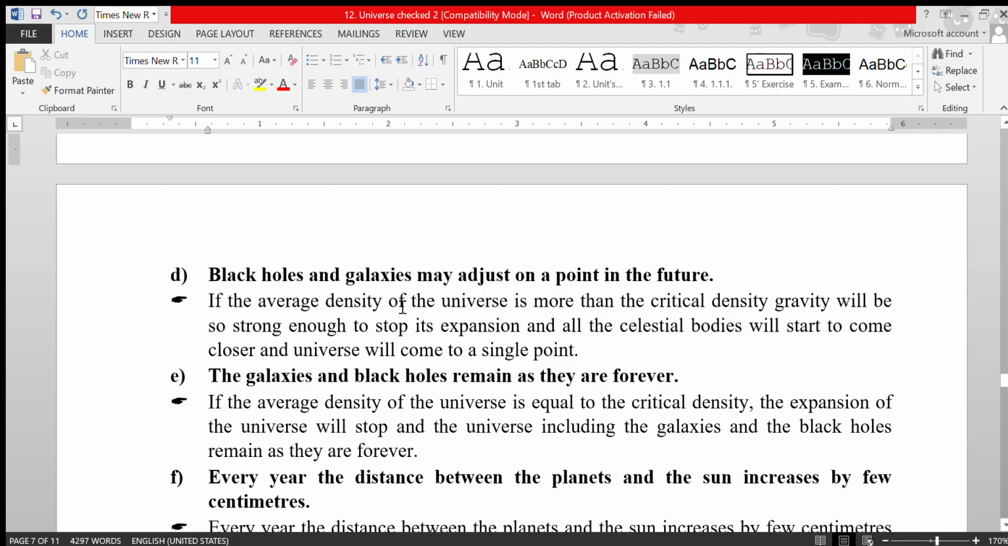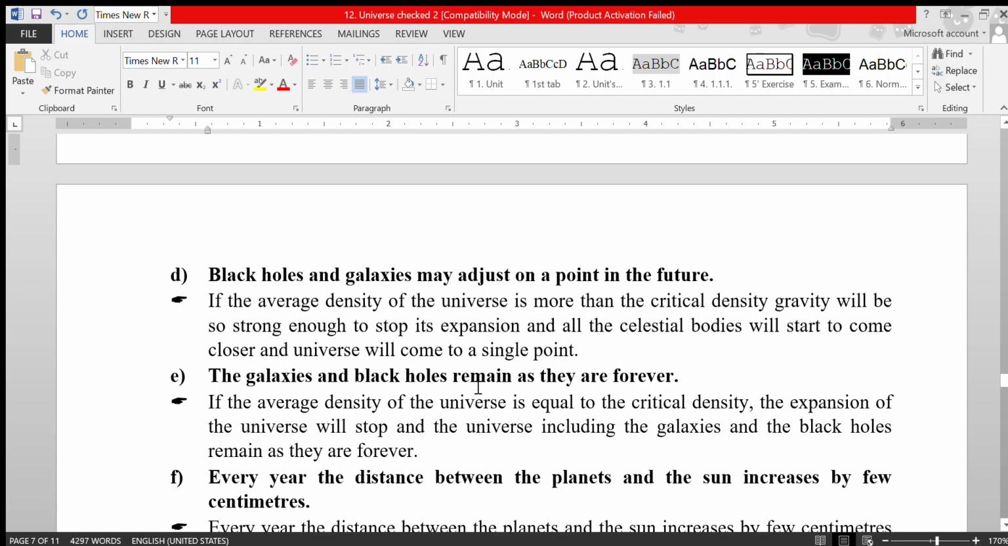Black holes and galaxies may adjust on a point in the future. If the average density of the universe is more than the critical density, gravity will be strong enough to stop its expansion, and all celestial bodies will start to come closer, and the universe will come to a single point.